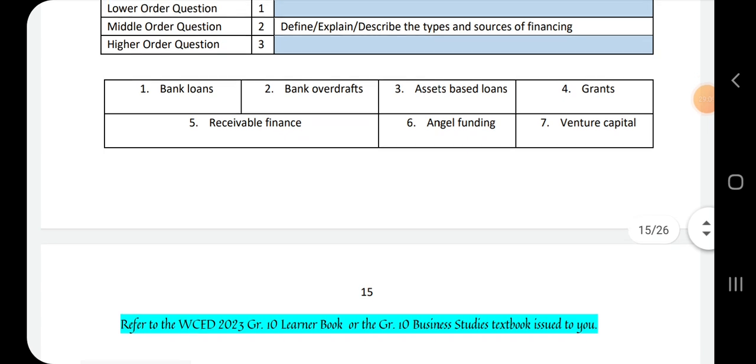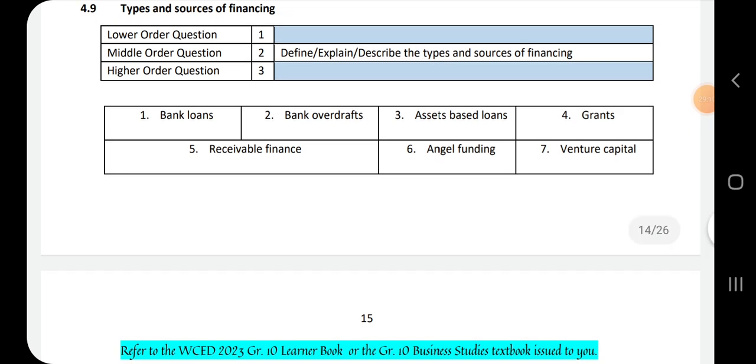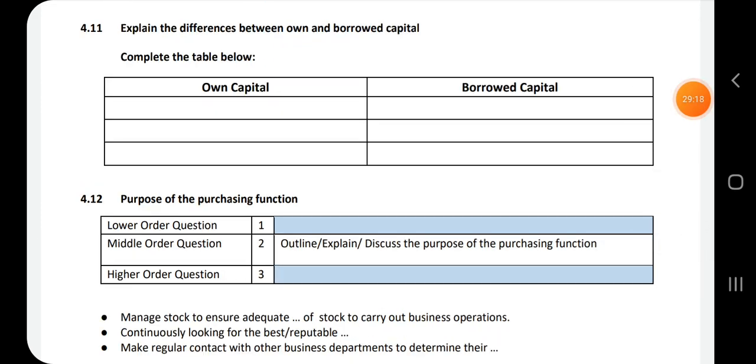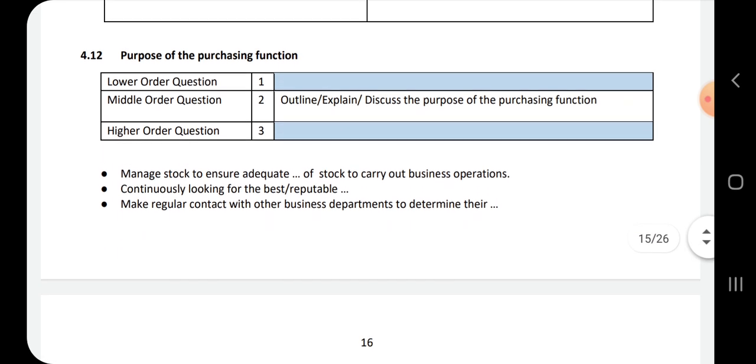Here they just listed bank loans, overdrafts, asset-based loans, and grants. You can also be asked to explain the difference between your own and borrowed capital. Your own capital is capital that you had saved up and are bringing into the business. Borrowed capital is capital that you got from someone else or from a different organization.